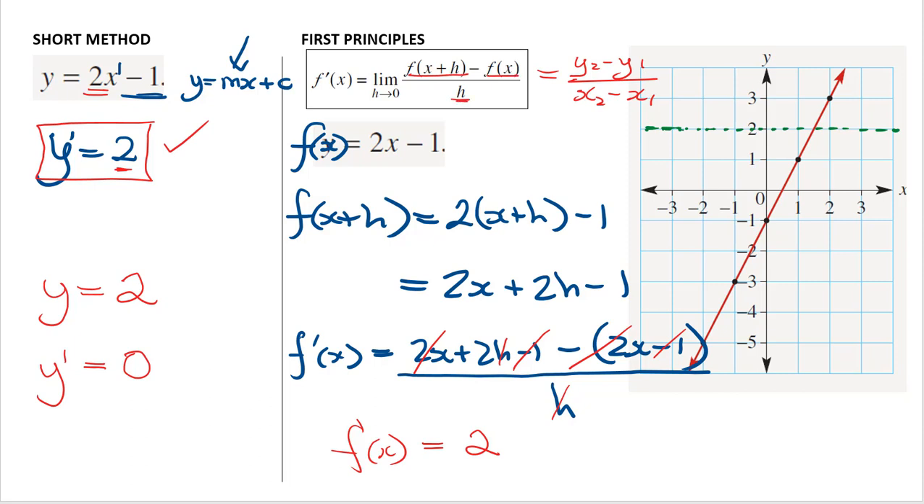Go back and have a look at those videos on the first derivative and the gradient function if that doesn't quite make sense. But for some functions, it's a little bit trickier to do this shorter method. Like any trig function, exponential functions, this can be a useful method.